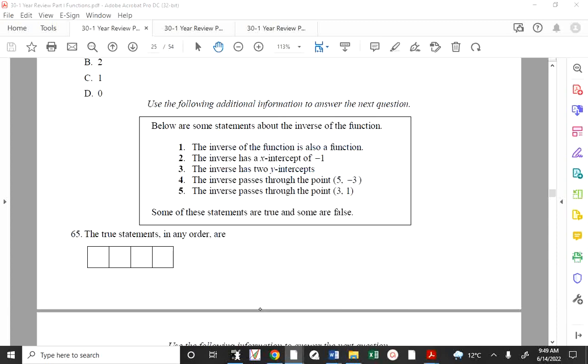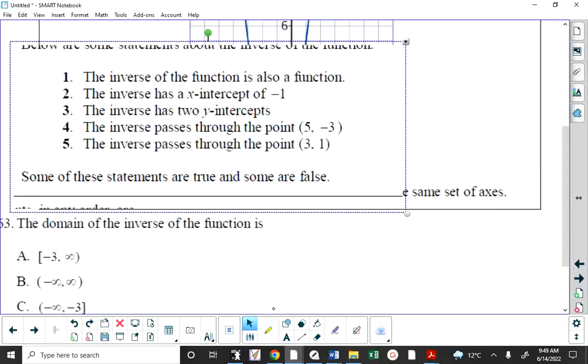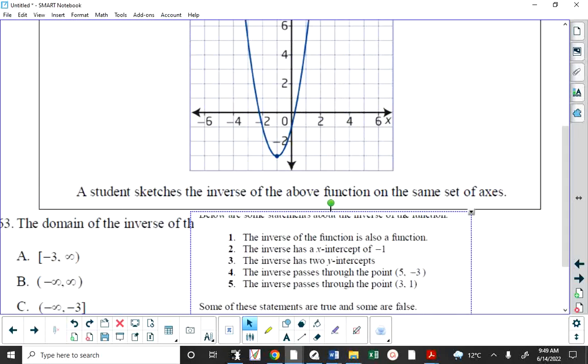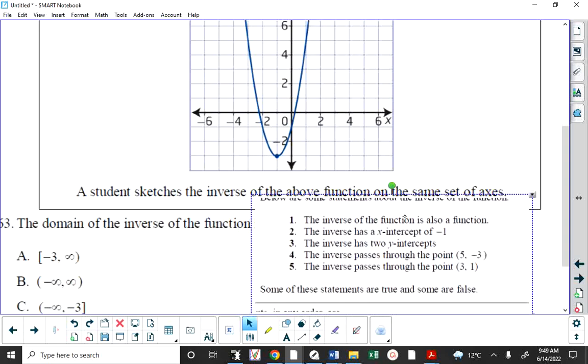The inverse passes through the point 5, -3. Well, that will be true if the original passes through -3, 5. And again, the purpose in doing it this way is avoiding the nightmare that would be plotting all of these points to find the inverse. The original function, does it pass through -3, 5? It does. Which means the inverse will pass through 5, -3.